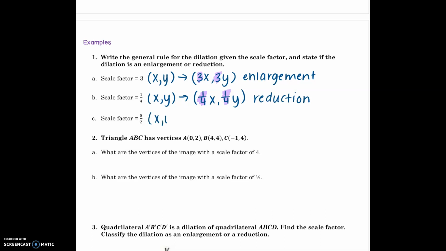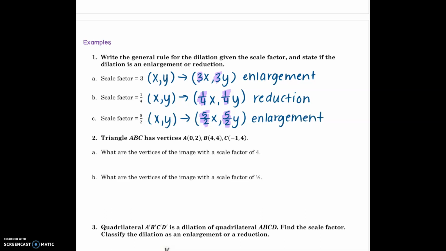And for C, we have (x, y) arrow (5/2 x, 5/2 y). Now C can be tricky. Just because 5/2 is a fraction does not mean it is between 0 and 1. If we divide 5 by 2, we get 2.5. 2.5 is greater than 1, so we know we have an enlargement here in C.